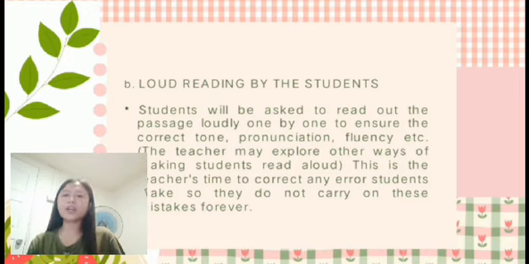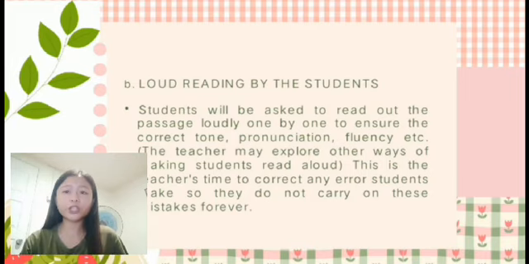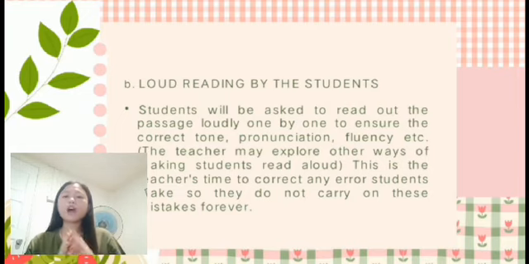So question, what is the role of the teacher during loud reading? So the teacher corrects students' mistakes so they can improve and avoid repeating the same errors. So this activity also helps the students become more confident in speaking in English. Did you get it? Yes.